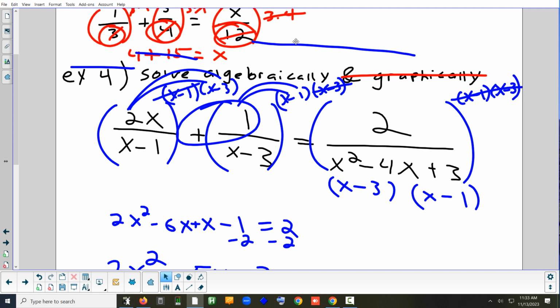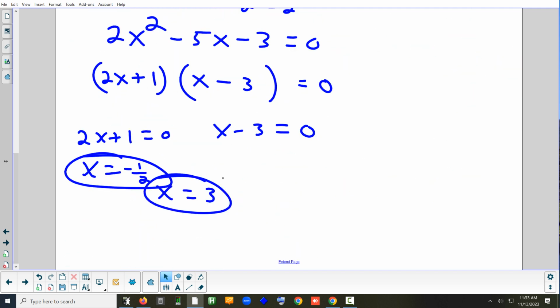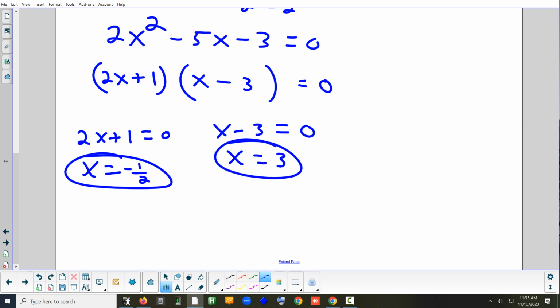Is there anywhere that you can't plug 3 in? X minus 3. Right, we can't plug it in for x minus 3. How come? Because of the equals 0. Right, it will cause us to divide by 0. If you get an answer that would cause you to divide by 0, you just cross it out. That's an extraneous answer. It's a solution that we created because of the process we used to solve the problem. It does not work. Extraneous answers for these problems will cause you to divide by 0.